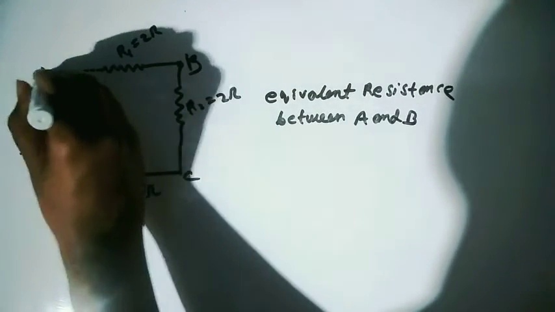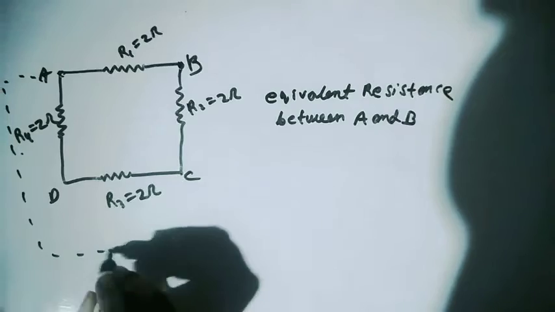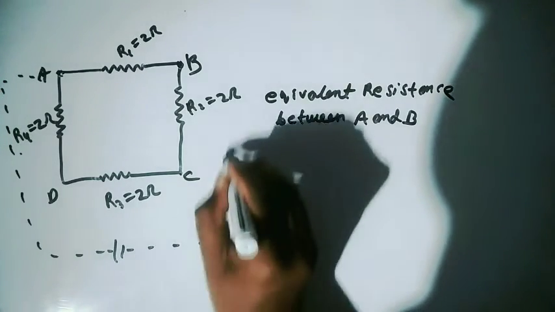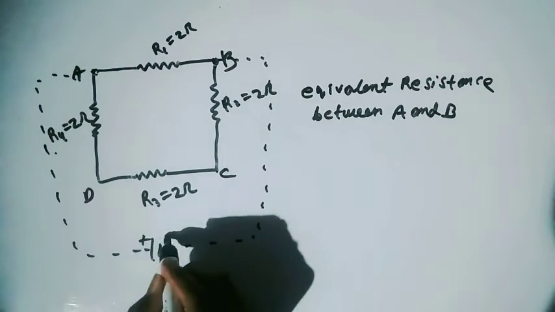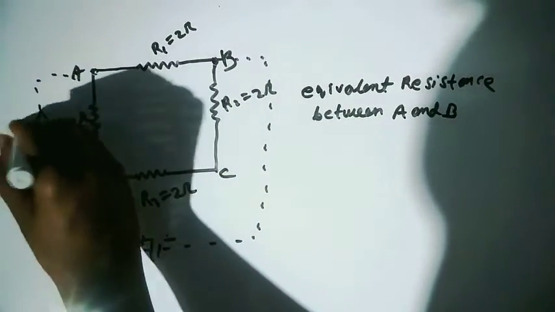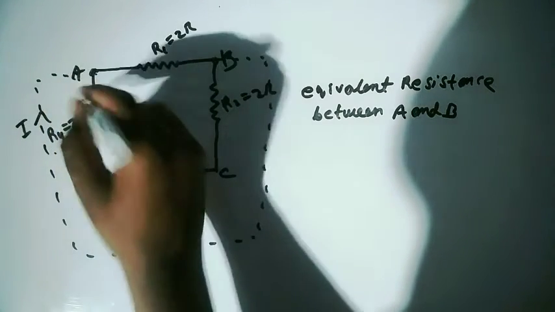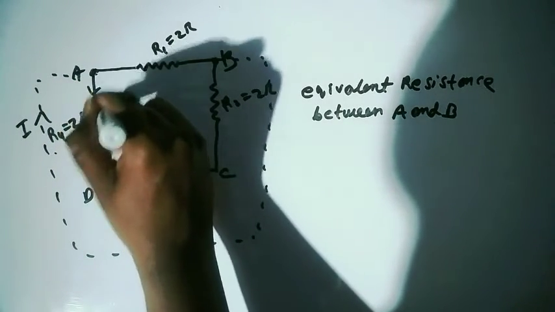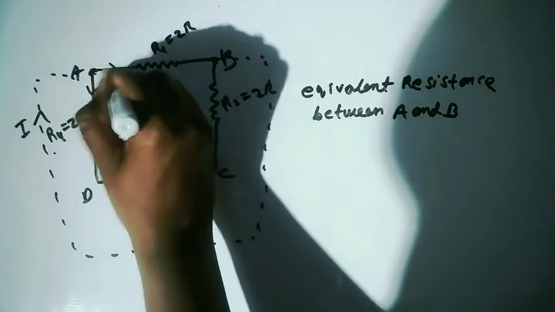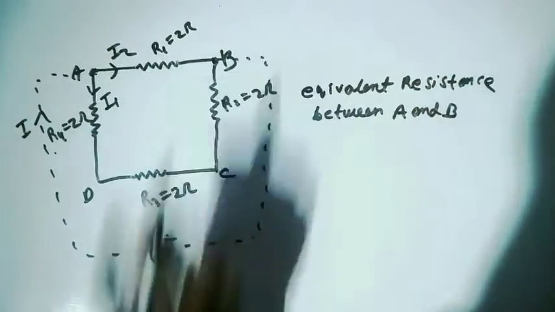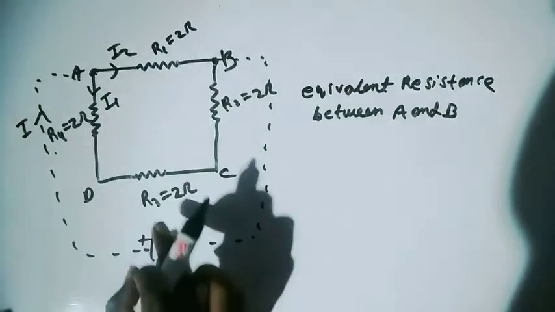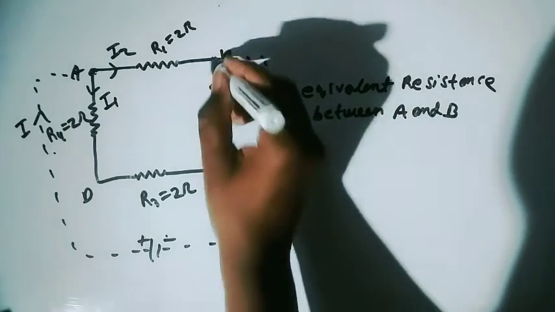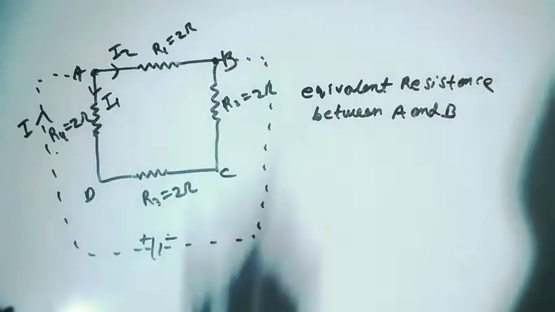So suppose it is connected to a cell like this. So if I current is flowing, then after reaching this, I1 current will flow through here and I2 current will flow through here. So see, this I1 current will flow through R4, R3 and R2 and then reach B, and the I2 current will only flow through R1.